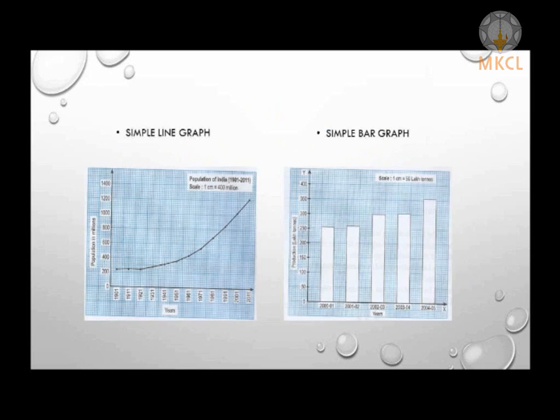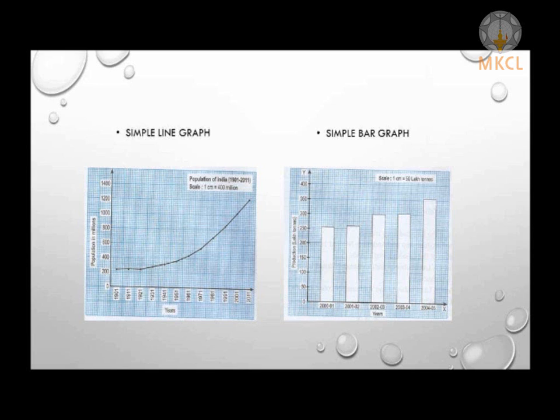Now just let us see how these diagrams can be drawn. Here are the simple line graph, the simple bar graph. Both these graphs are kept next to each other only to show you that both of these graphs require the x-axis, which is the horizontal line, and the y-axis, which is the vertical line. The x-axis and the y-axis intersect each other at a common point which is given by the letter O.